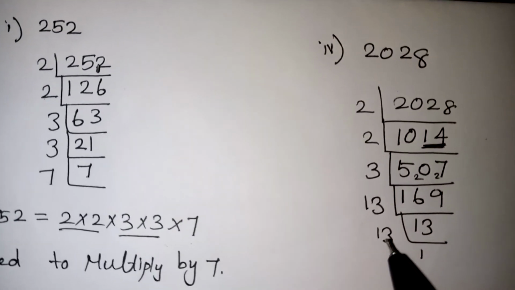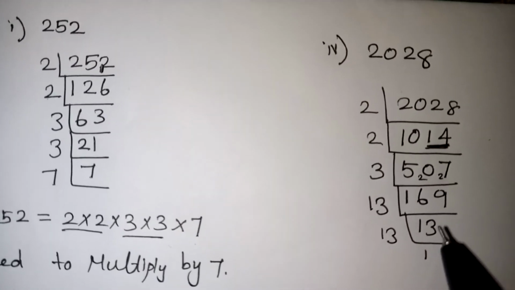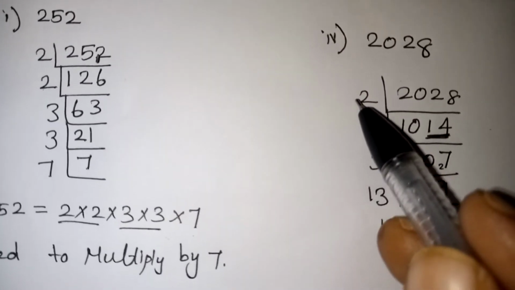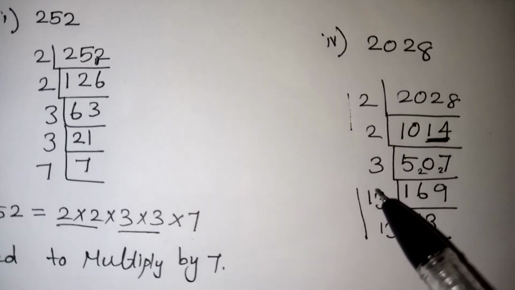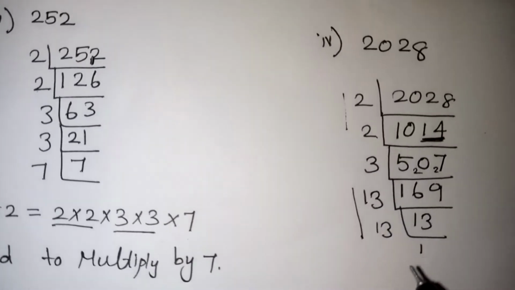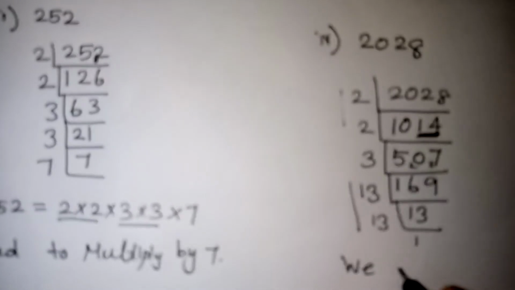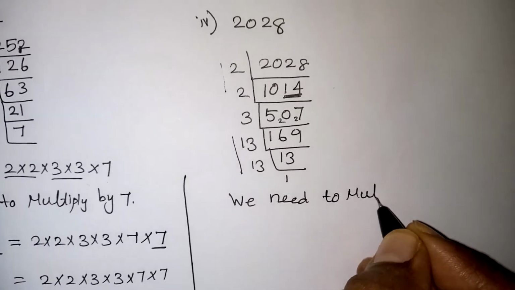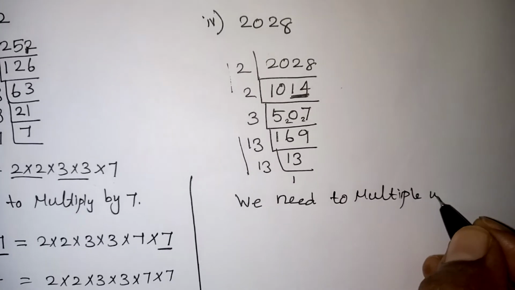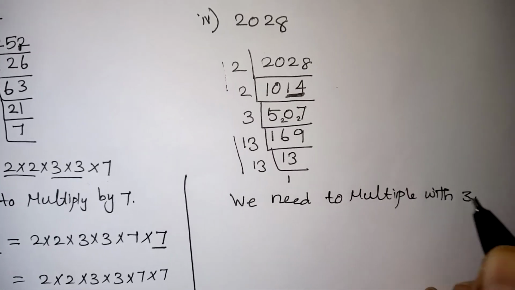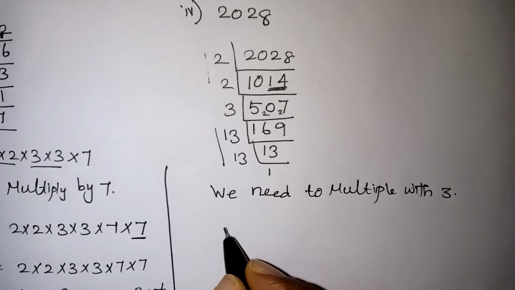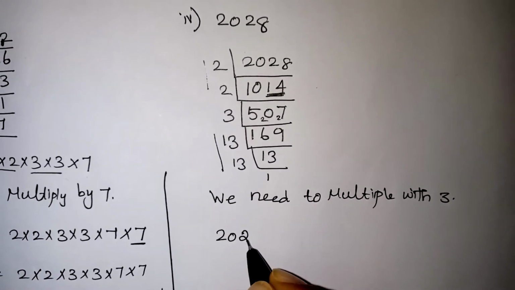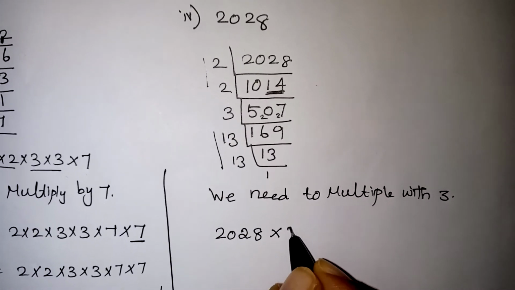Now here, to make this number a perfect square, all the numbers should be repeated 2 times. 2 is repeated 2 times, 13 is repeated 2 times, but 3 is not repeated. It's only one time. So we need to multiply with 3 only. So you have to write multiply with 3. Now children, whatever number you are multiplying, that number should be multiplied with your given question. So this is our given question. You just multiply with 3 now.